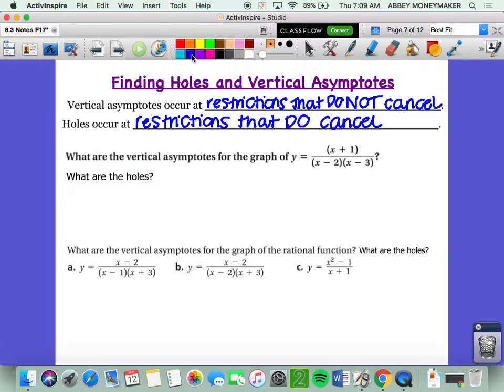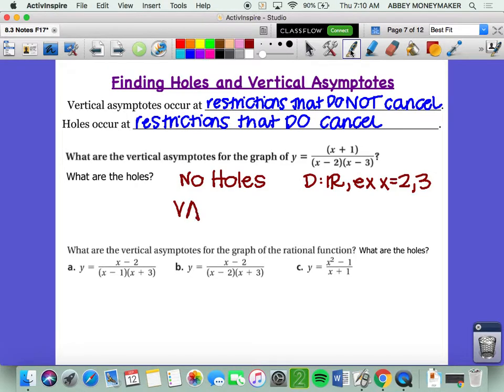So on this first question, it says, what are the vertical asymptotes of the graph? What are the holes of the graph? So the first thing we're going to do is state our domain. Our domain would be all real numbers except when x equals 2 and when x equals 3. Now, do we see any of the factors on the bottom cancel out with any factors on the top? No. So what would we say here? We have no vertical asymptotes. Sorry, friends, we would have no holes here because they don't cancel out. But we have two vertical asymptotes when x equals 2 and when x equals 3.